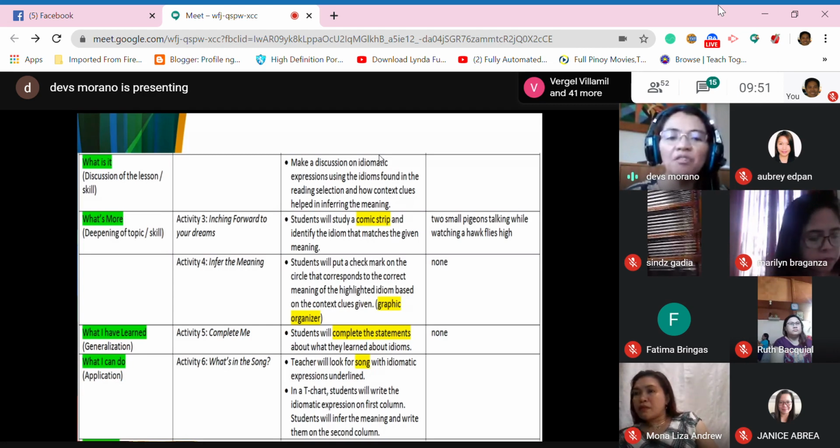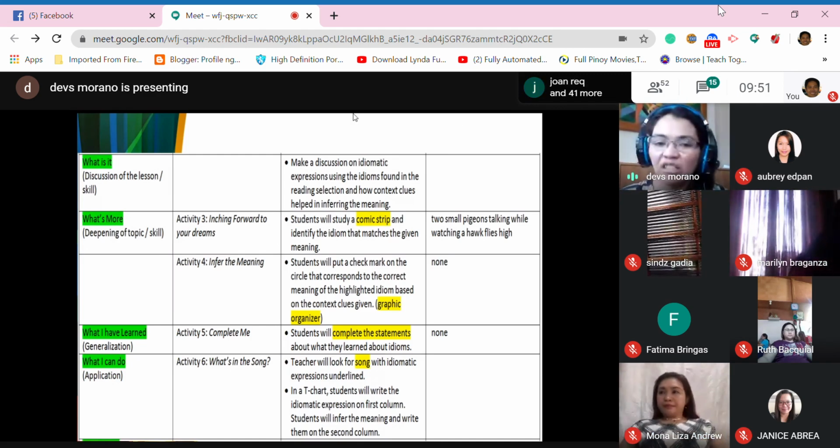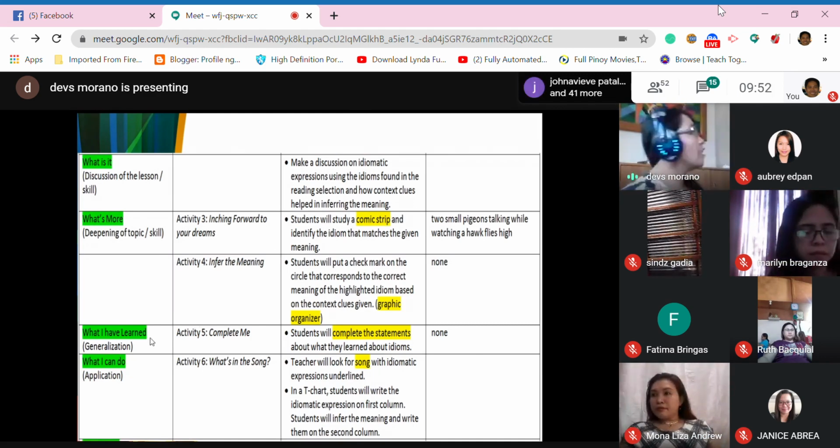Another activity was provided wherein students will infer the meaning. So here, the students will put a check mark. No? So there is a graphic organizer here, and that's another activity. Illustration needed, no illustration needed.